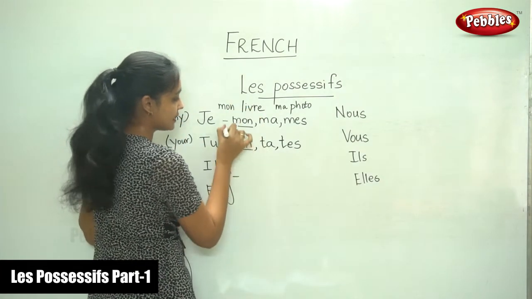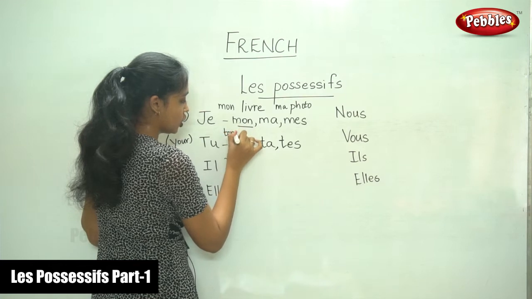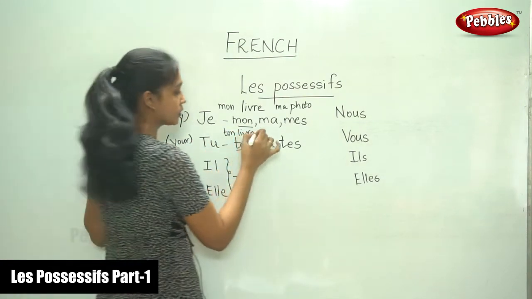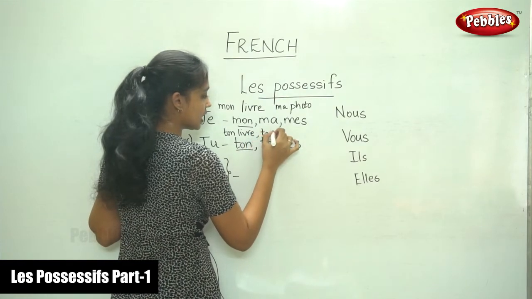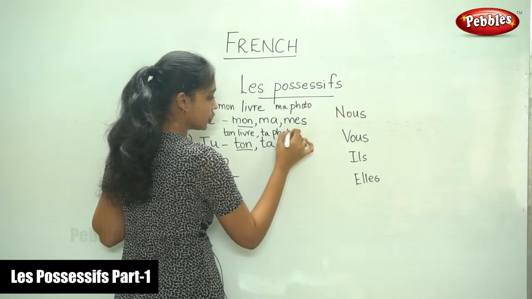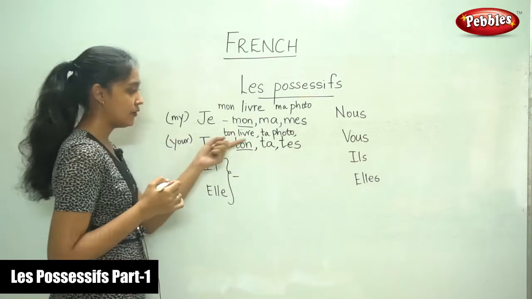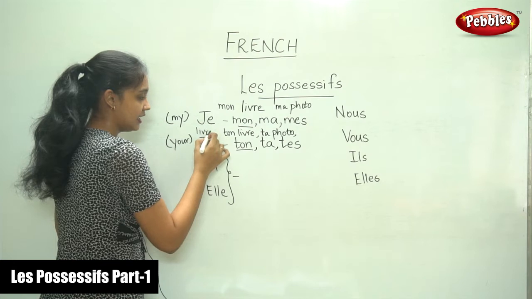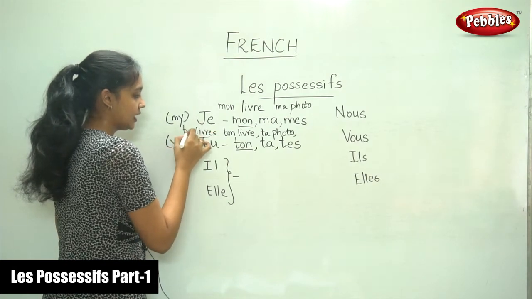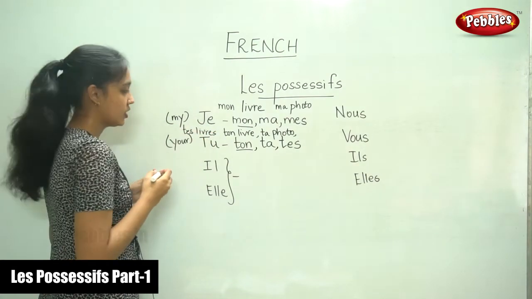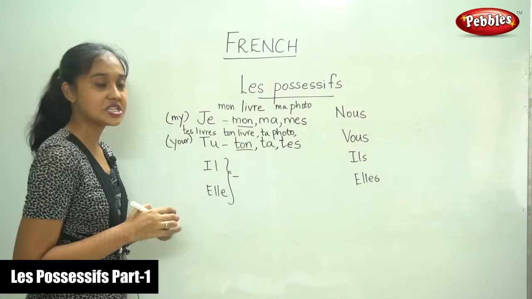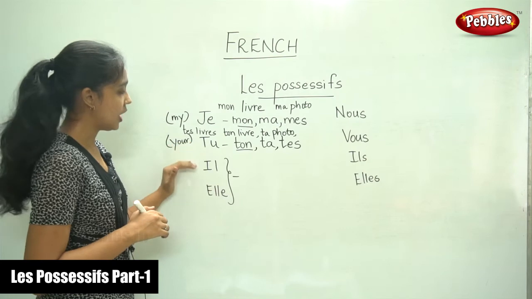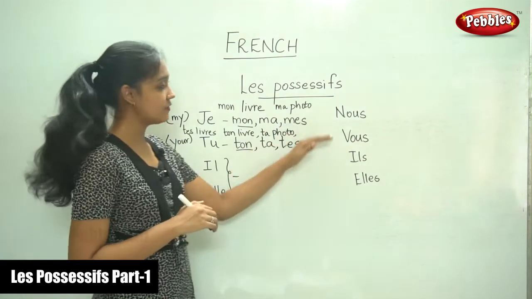We take similar examples. Ton livre. Your book. Ta photo. Your photo. And if it is in the plural form, in case it is livre, you would say tes livres. Okay, so now we know the possessive adjective for je and tu. So are you ready to see the possessive adjective for the others?